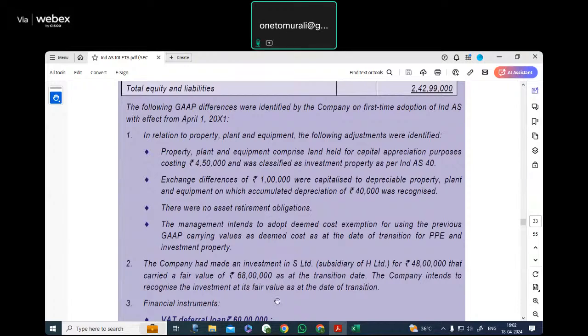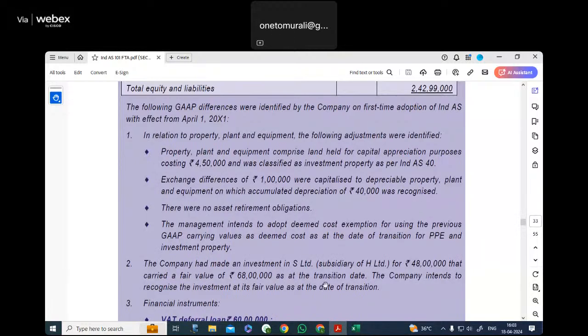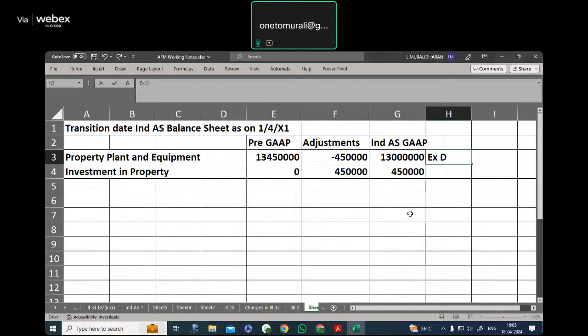There is no retirement. So now I would like to take up a matter related to, it is not translation difference. They are talking about exchange difference. So here I will be making a note. We will adopt this a little later.